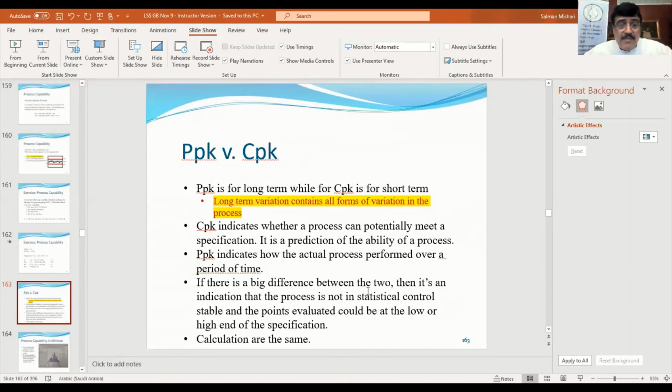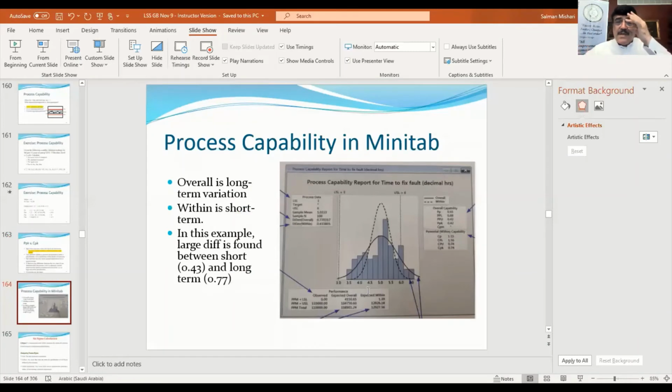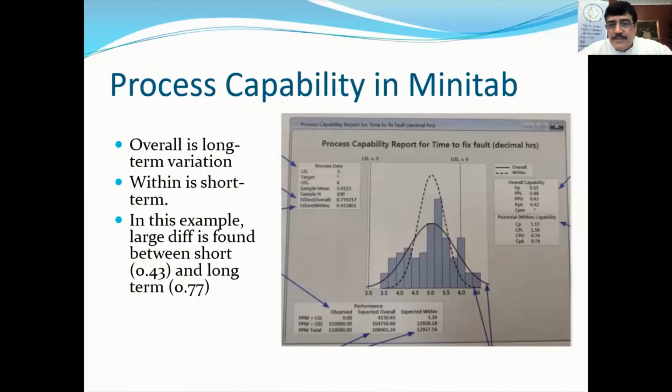Okay, but normally what happens here, you go to a software like Minitab, and in Minitab it will actually give you all this data. And let's look at this Minitab here. Let me see if I can actually do a slideshow again. Maybe it will work this time. All right, that's better.